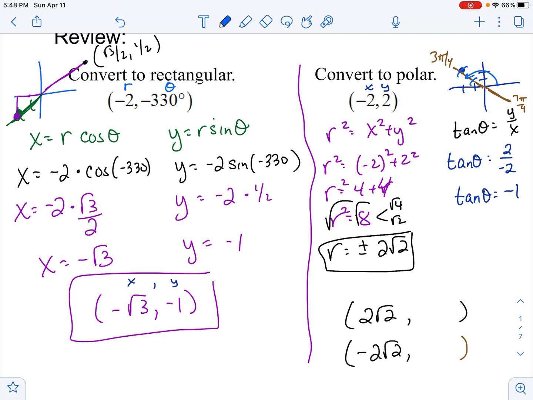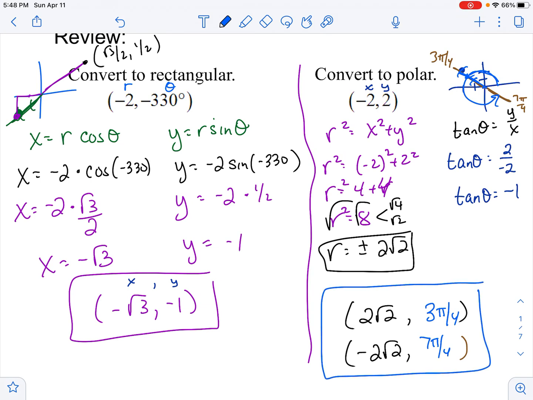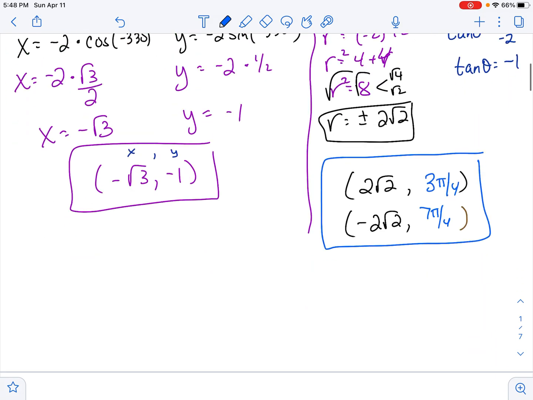2√2 is my r value to get out to that point. So that means 2√2 positive has to go with 3π/4. And then if I was going to be down here all the way at -7π/4, to get to that point, I'm going to have to go negative. So that one would go with -7π/4. So those are my two polar coordinates that would give me the rectangular point at (-2, 2), which are two of the things that we did in the last section.